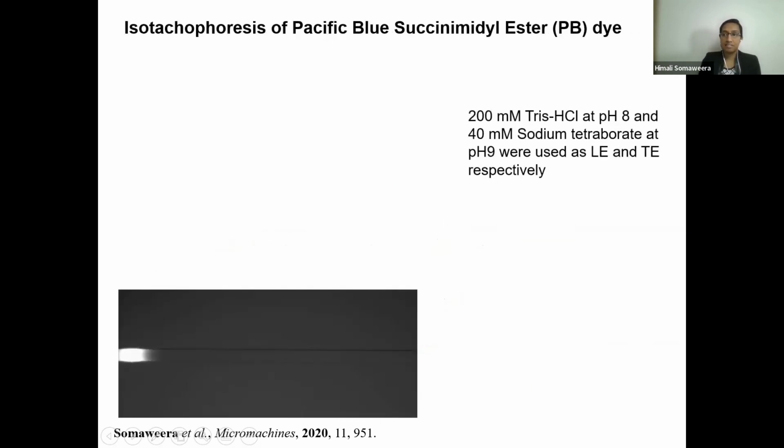In this case, I found out that the best two buffers are the 200 mM Tris-HCl, because HCl has chloride ions, which is pretty ionized, and the cation, at pH 8. So the pH is important too. I did many studies with different pH and found out pH 8 is the best option. And 40 millimolar sodium tetraborate at pH 9 is used as the LE and TE.